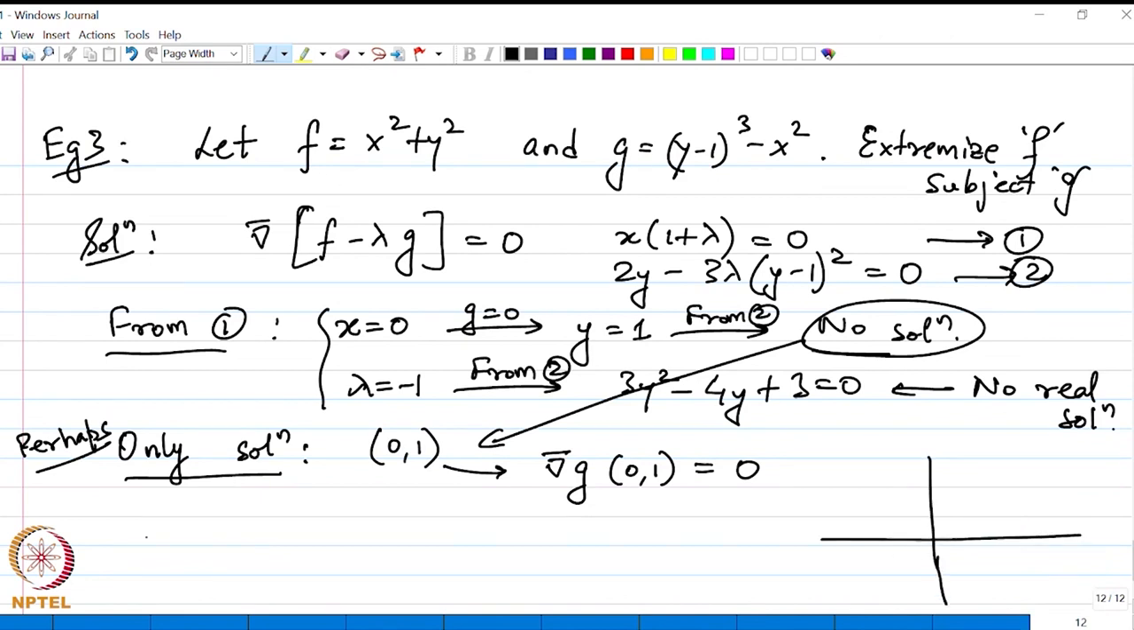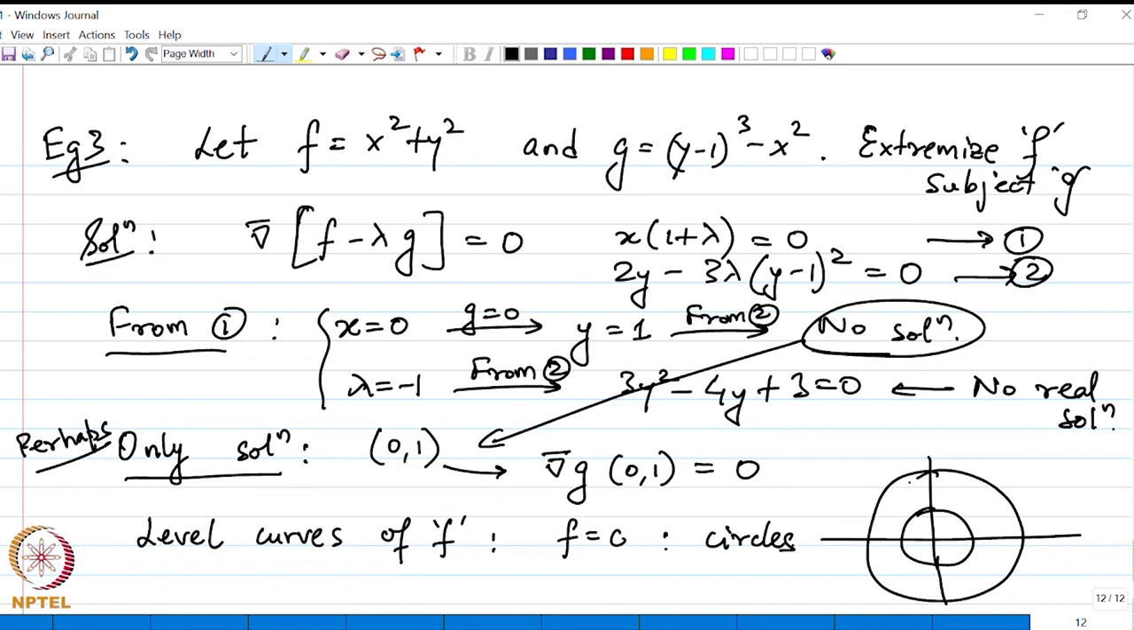Now, if we were to look at the level curves of f, which will be f equal to a constant, I know that these are circles, right. So, x square plus y square is equal to c are circles having their center at the origin. This is my level curves f is equal to c. And if I plot my g equal to 0, we will see that it looks as if it is the following. At x equal to 0, so this point is 0 comma 1, we see that it forms a cusp point.